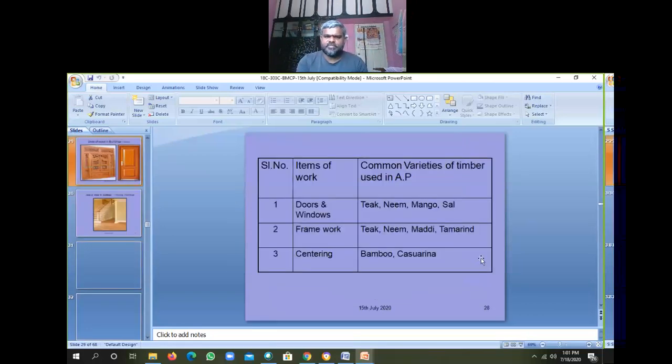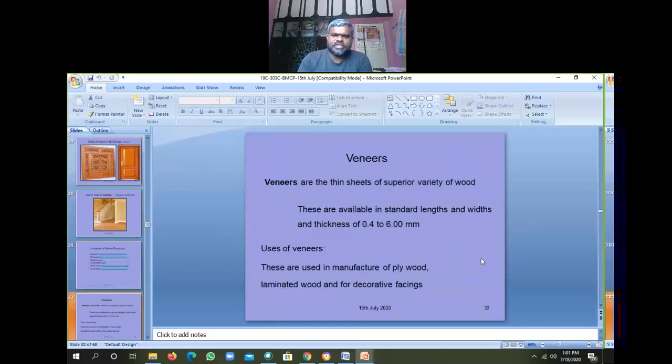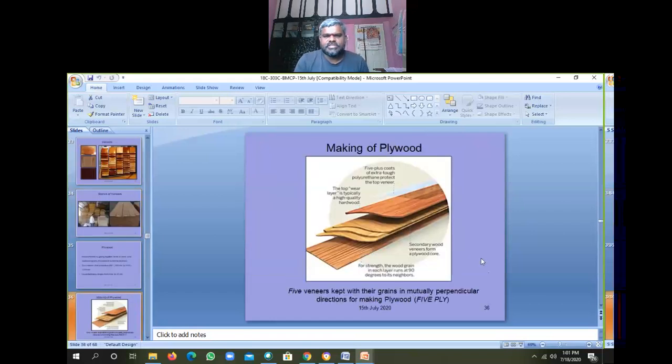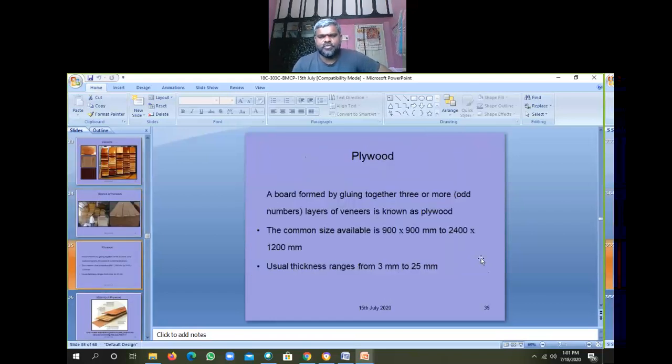Sometimes there are different veneers. Veneers are thin sheets of a superior variety of wood, and they can be used anywhere, right? Next, plywood we have seen. A board formed by gluing together three or more layers of veneers is known as plywood. So different plywoods also we have seen.